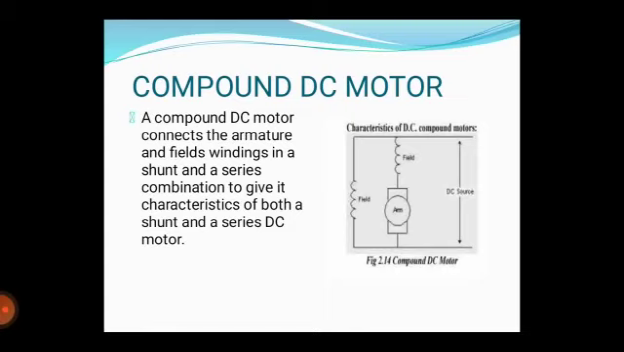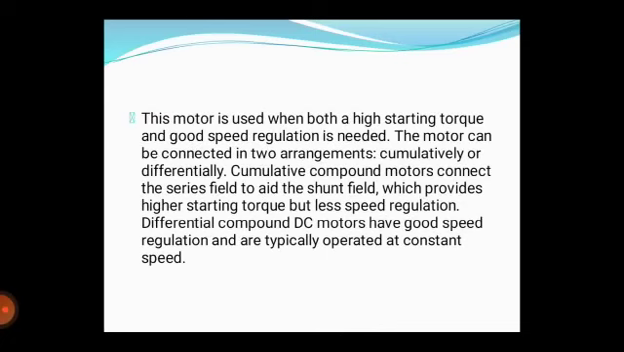DC compound motors. A DC compound motor connects the armature and the field winding in a shunt and a series combination to give it characteristics of both a shunt and a series DC motor. This motor is used when both a high starting torque and a good speed regulation are needed. The motor can be connected with two arrangements: cumulative or differential.